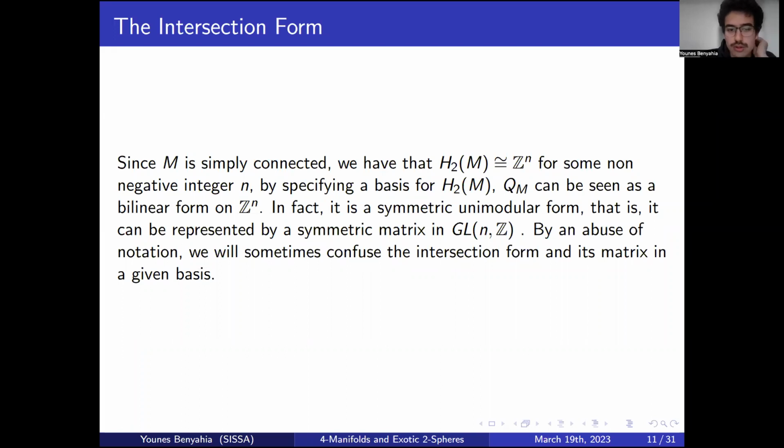We will often confuse the intersection form and the matrix representing it, as long as this doesn't affect anything. We will call them both QM, as long as the basis is well pinned down. So this is pretty much saying that the intersection form is actually a matrix, a unimodular one.